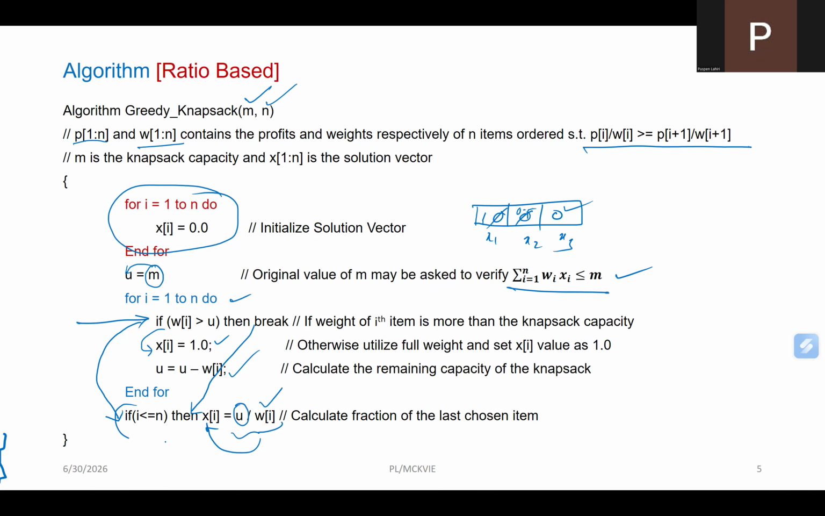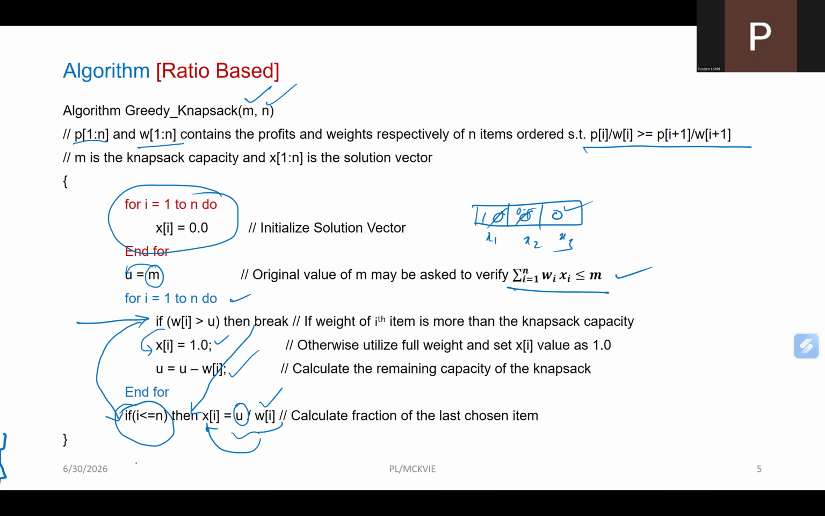Then what is the necessity of this if i lesser than or equal to n? The necessity of this is, for example, your second item contributes 50%. So in that case, the value of i becomes 2. i equals 1 means first item, i equals 2 means second item, which is within the total number of items. It may happen that you have altogether 3 items. First item full utilization, second item full utilization, third item having a fraction. So in that case also the value of i equals 3 and n equals 3.